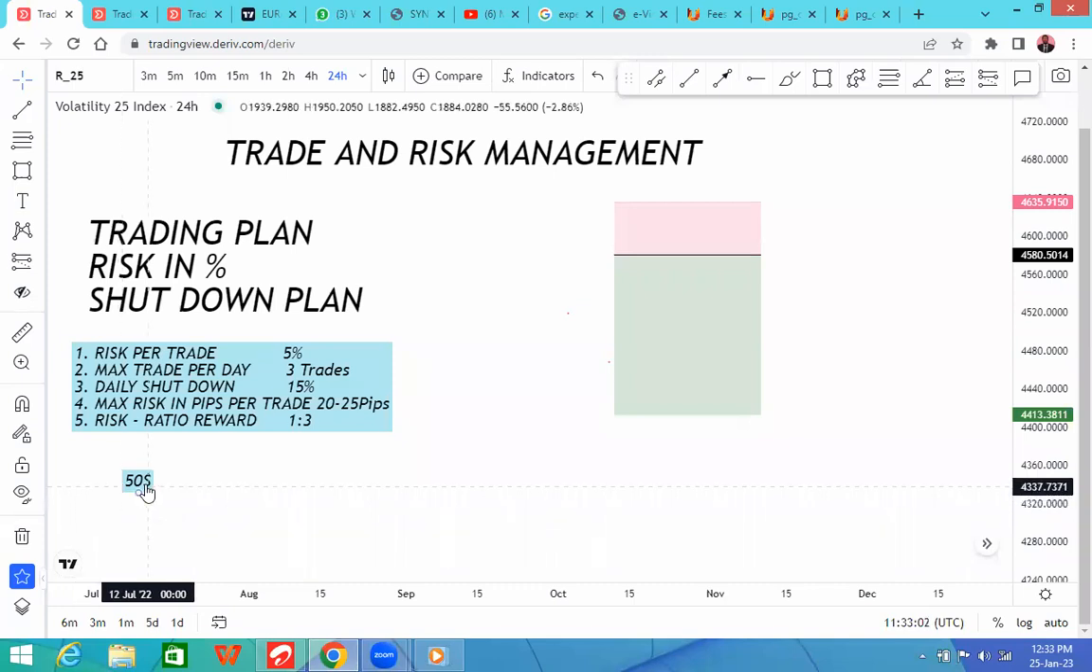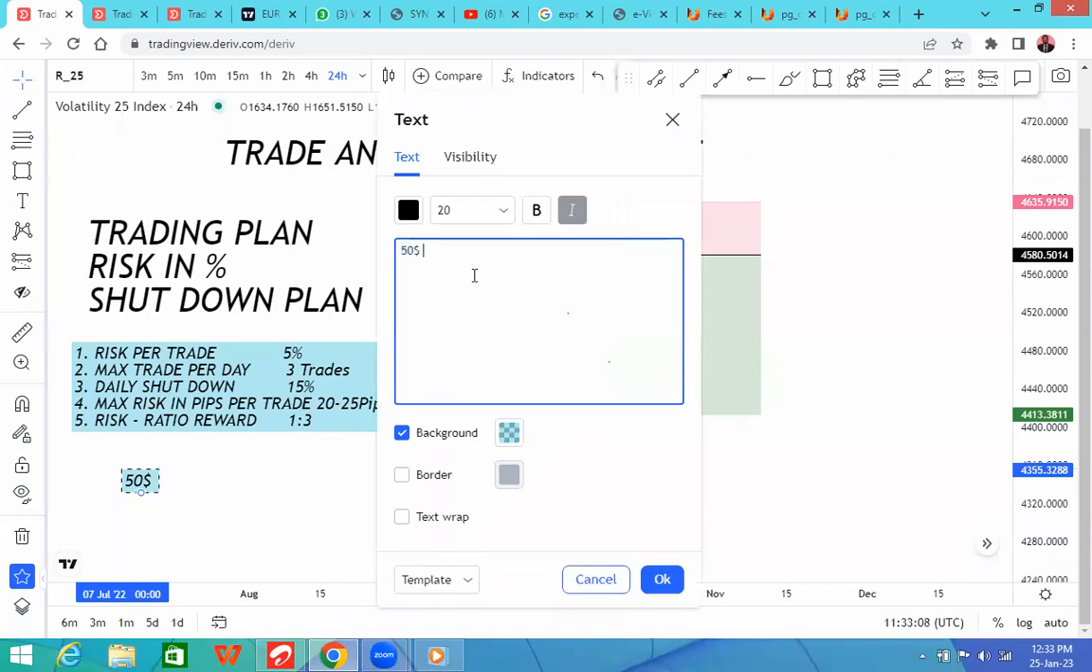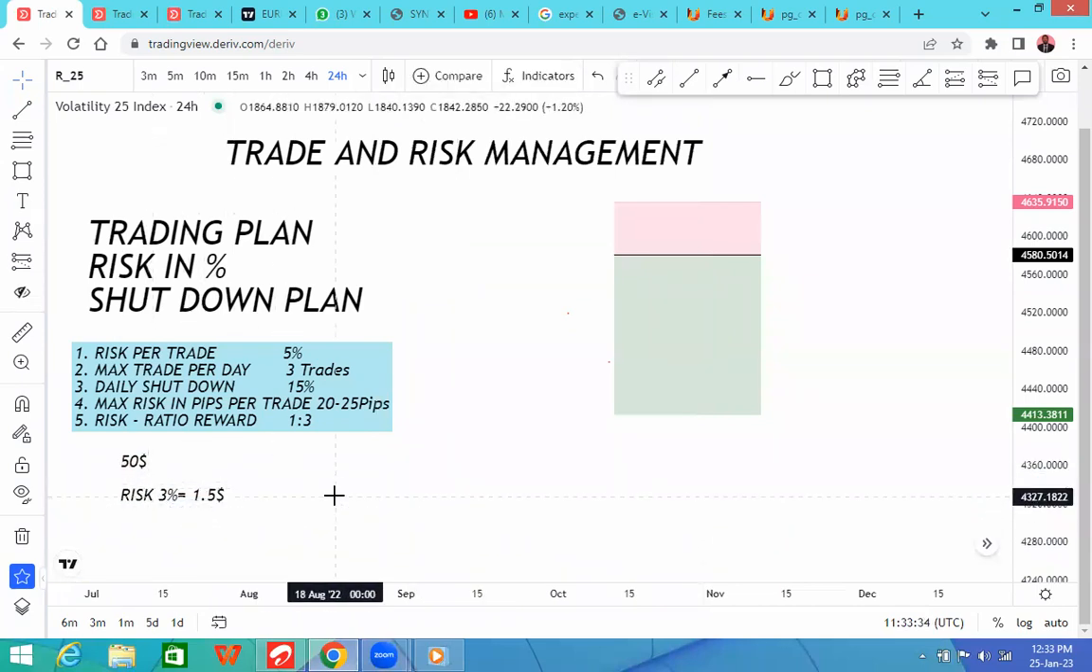So if I'm risking this, I'm not going to do a lot of typing and all of that. I'll just be showing you from the chart. Okay, if it's a $50 account and I'm risking, let's say 3%, for instance, that will give me $1.5. That's what it will give me. If I have a $50 account and I'm risking 3%, it means that I'll risk $1.5 per trade. And the maximum trades I can take per day is 3 trades.